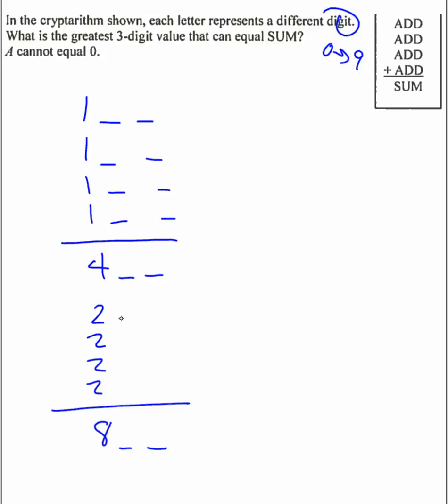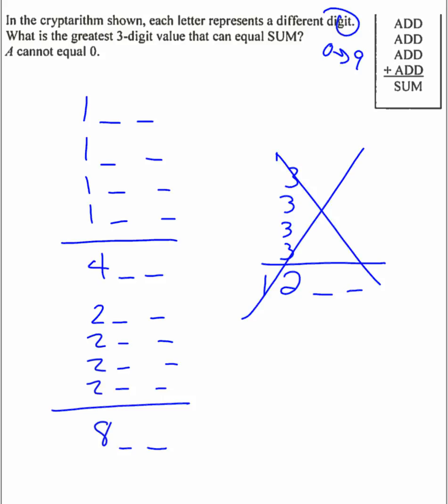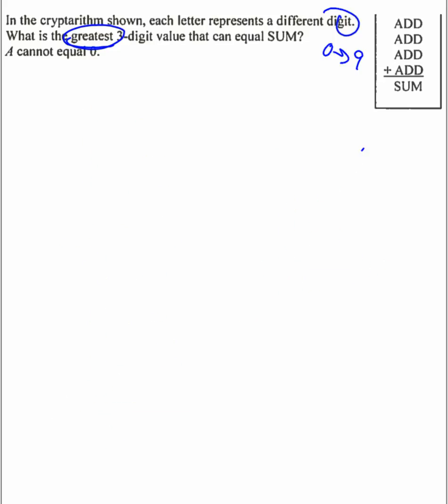Why can't it be something else? Well, as soon as I make it 3, 3, 3, and 3, that's going to equal 12. Now it's not a 3-digit number, it's a 4-digit number. So the only possibilities are a 1 or a 2 for A. But the question asked you to come up with the greatest one. So because of that, we're going to examine all of the possibilities as if A were 2. So let's look at A being 2.